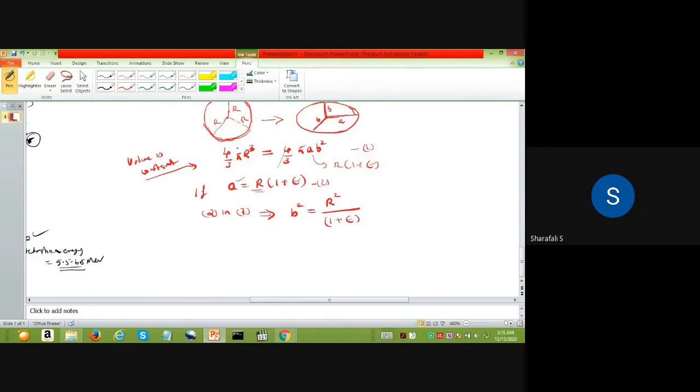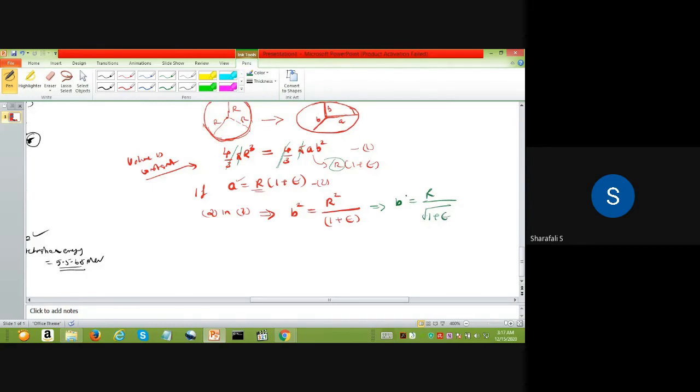Just cancel these two 4 by 3, and pi also gets cancelled, they are constants. So r cube only will come here. One r will be cancelled from here. Then it becomes r square by 1 plus epsilon for b square. And from here also you can get b equal to r divided by the square root of 1 plus epsilon.